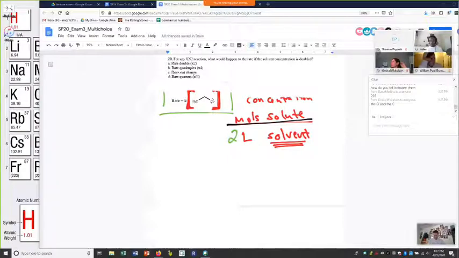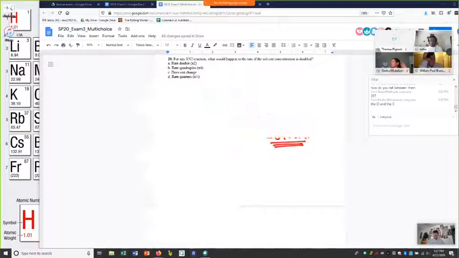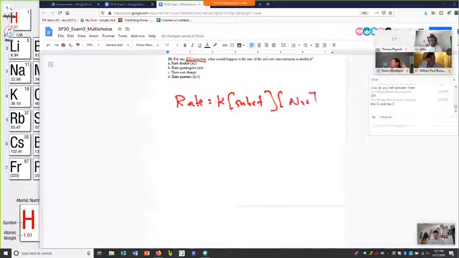Why does this become extra challenging? If we go back and look at the question itself, it now says for an SN2 reaction. The 2 is there because when we look at the rate law, it's the concentration of your substrate times the concentration of the nucleophile. There are 2 pieces, and that's why it's SN2.